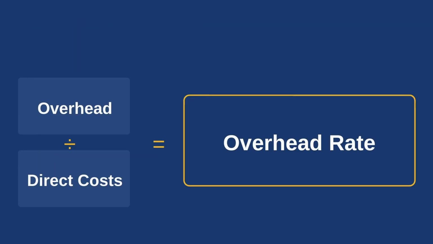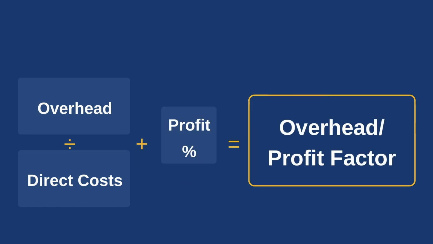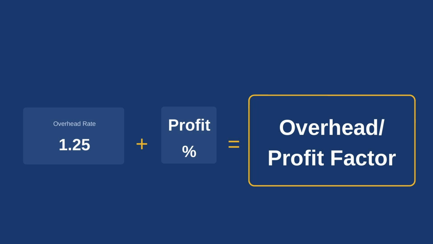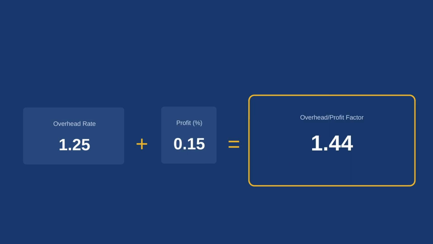The calculator divides your overhead by your direct cost to get what's called the overhead rate. Then it adds up your profit percentage to give you a calculated factor. For example, if your overhead is $150,000 and your direct costs were $120,000, your overhead rate is 1.25. Add 15% profit and your calculated factor is about 1.44. This gives you a starting point. You can adjust based on your market. Maybe you need to be more competitive, or maybe your market will bear higher prices.